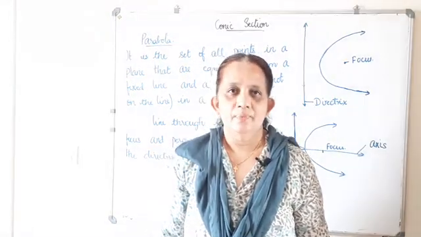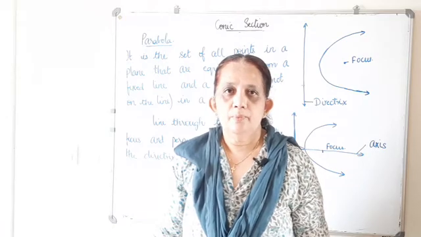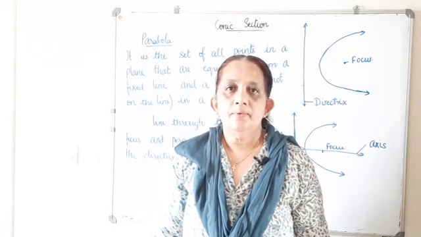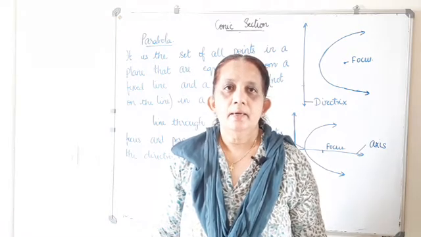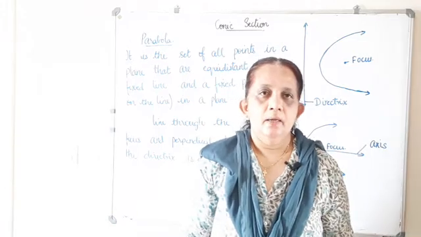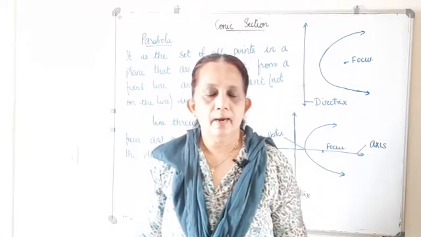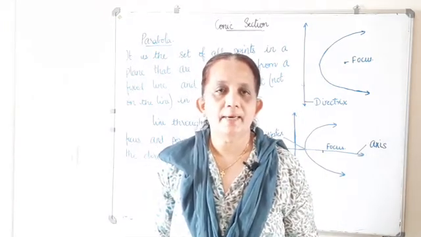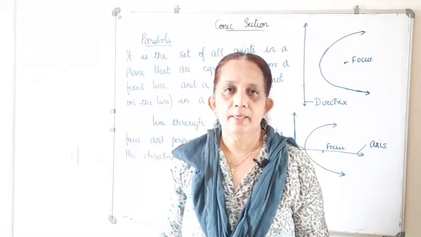Dear students, now we are continuing with the remaining portion of conic sections. The first conic section we have dealt with is the circle. We have studied different types of circles: where the center is at the origin, when the center is at h comma k and radius r, and the general equation of the circle. I hope everything is clear to you.